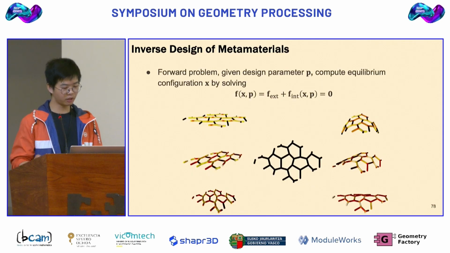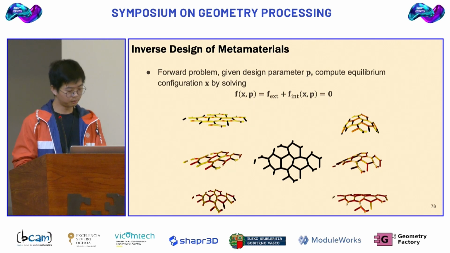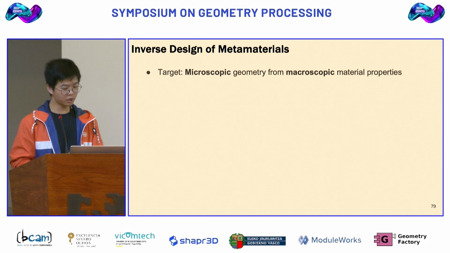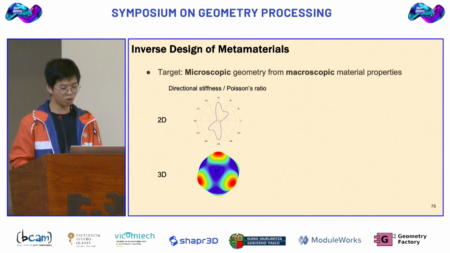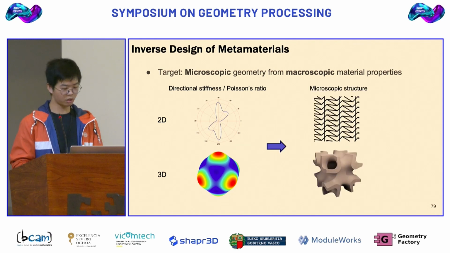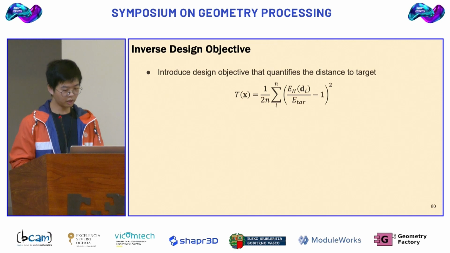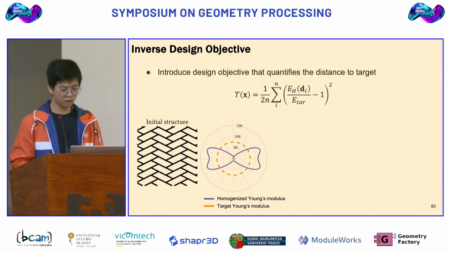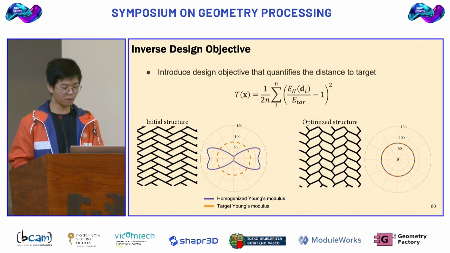Okay, so we just covered SQP and sensitivity analysis to solve a constrained optimization problem. For the inverse design of metamaterials, we have a similar forward problem, F equals 0. With mechanical properties as inputs, such as Young's modulus and Poisson's ratio, we can optimize or generate the corresponding structures. In this case, we optimize the directional Young's modulus to the orange target values. We introduce an objective function that minimizes the difference of the Young's modulus, and finally we can achieve the optimized structure as shown here.